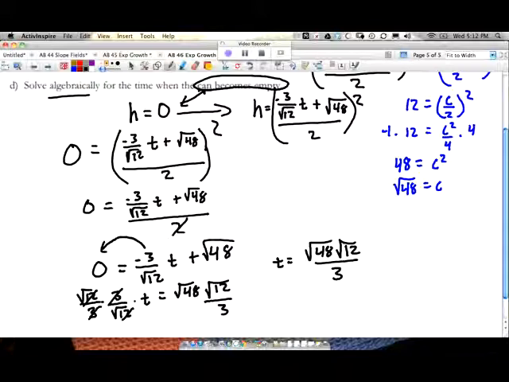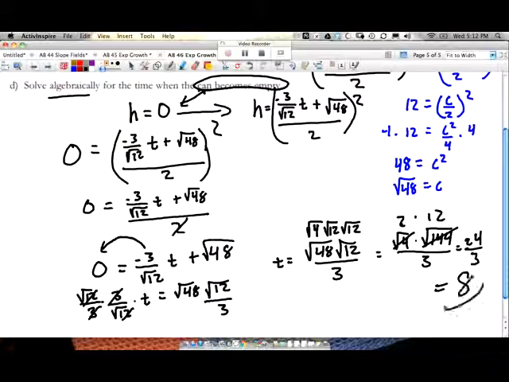So 48 times 12, what would that be? Well, that's kind of 12 times 12 times 4. This is really 4 times 12, and then we have another 12 in here. So we're going to have square root of 4 times square root of 144, divided by 3. Well, check this out. Square root of 144, that's 12. Square root of 4, that's 2. 2 times 12 divided by 3, that's 24 divided by 3, which equals 8. t equals 8. Check. Done.